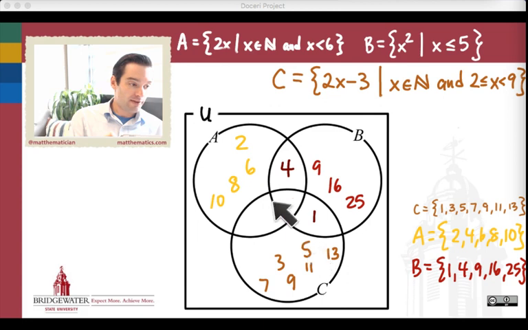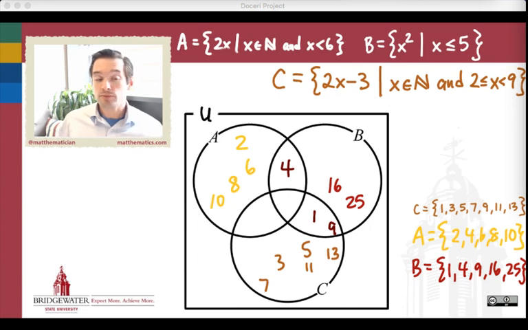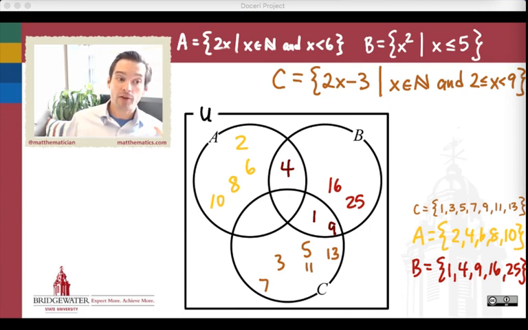5 is only in one place. 6 is only in one place. 7 is only in one place. 8 is only in one place. 9 is in 2 places again. So just like 1, we'll have to move it to the intersection of B with C. 10 is only in one place, 11 is in one place, 13 is in one place, 16 is in one place, 25 is in one place. So now we're good. Now our Venn diagram has all of our elements, and every one of them belongs to only one region of this 3-set Venn diagram.